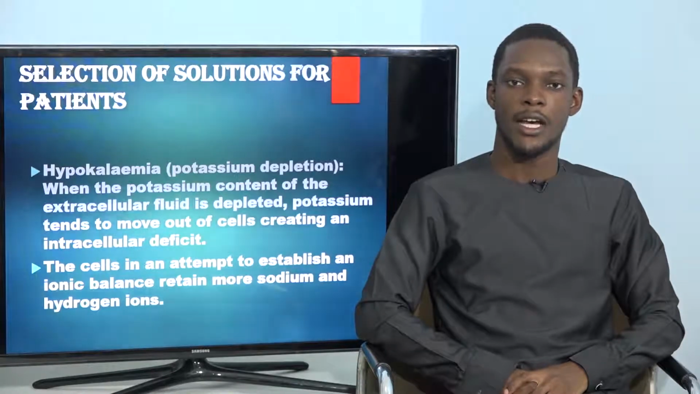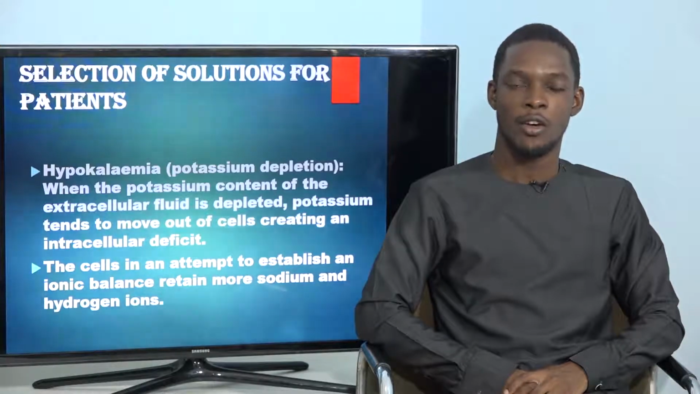Selection of patients for IV fluids. Depending on the condition of the patient, you may administer specific IV medications. A patient with potassium depletion, that is, depletion of potassium content in his blood, may require a D5 half normal saline with 20 milliequivalents per liter of potassium chloride. He may also require other infusions such as Ringer's solution.